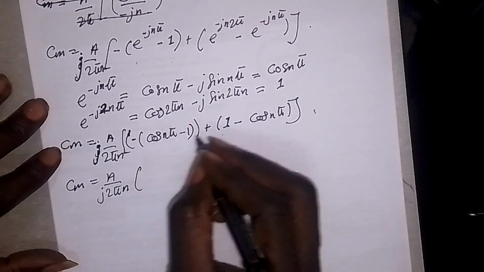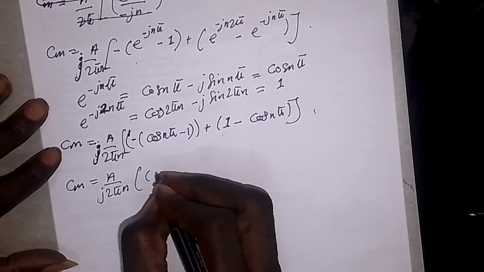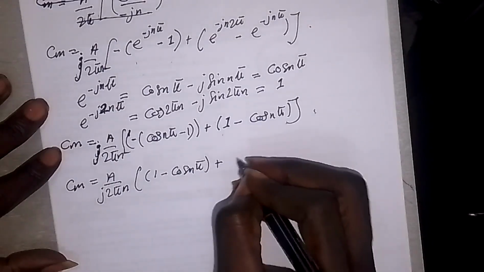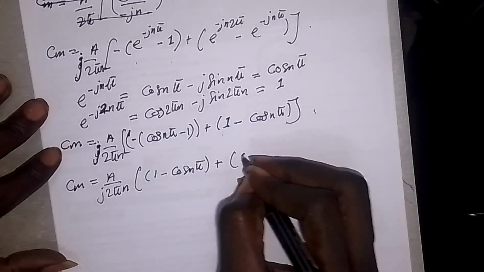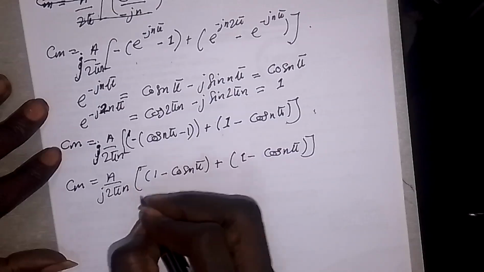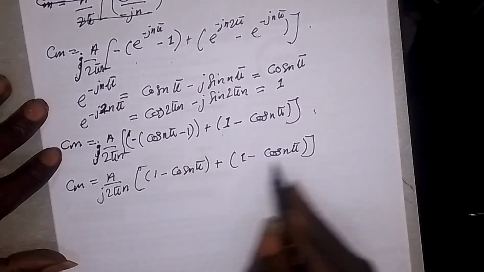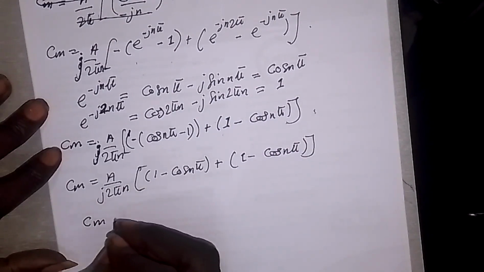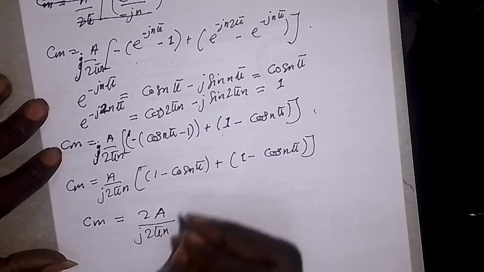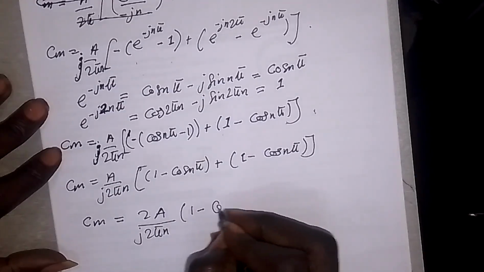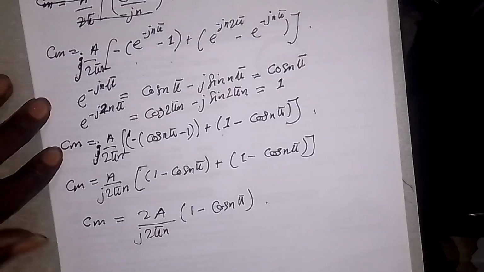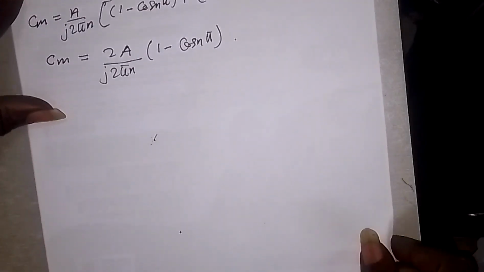So I'm going to have here, if I multiply through, 1 minus cos N pi, plus here is going to be the same, 1 minus cos N pi. Okay, so here there are 2. If I add them, I'm going to have 2a over j 2 pi N into 1 minus cos N pi. So this is what I am going to get for my Cm.